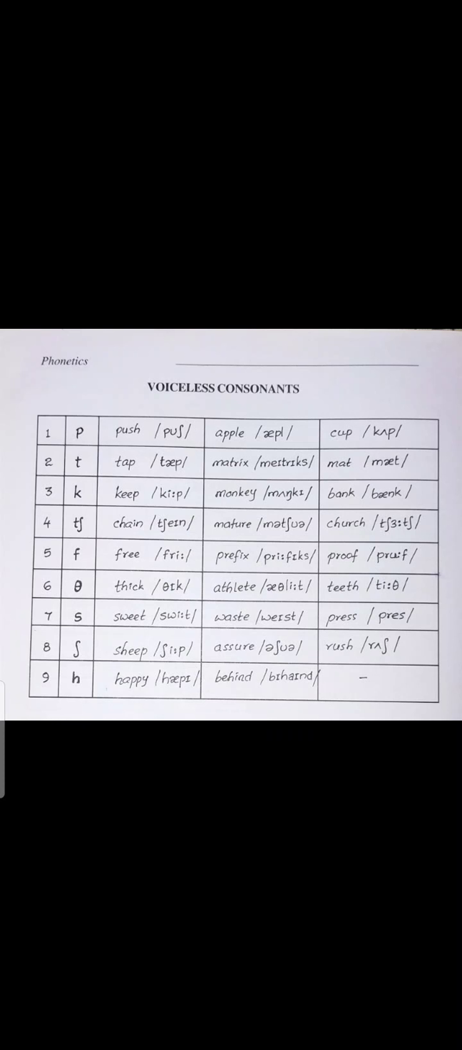And the eighth voiceless consonant sound is "sh". If you see in the initial position, sheep. In the middle position, azure. In the final position, rush.